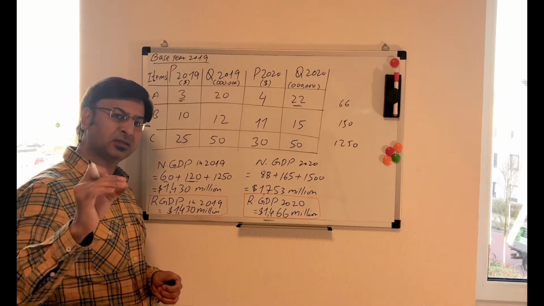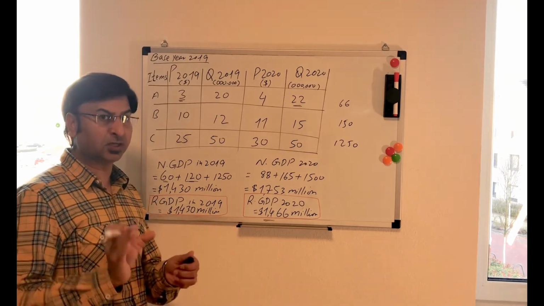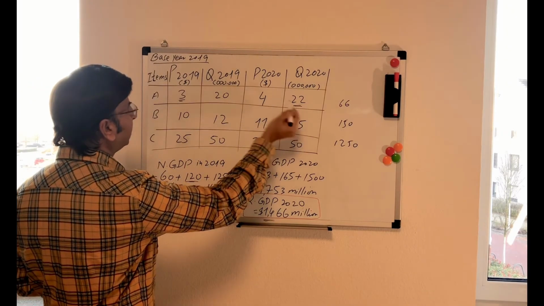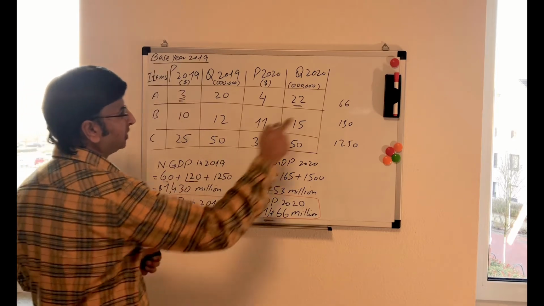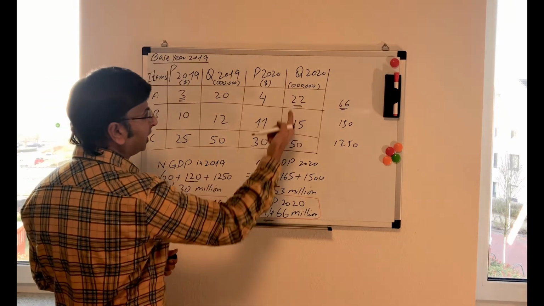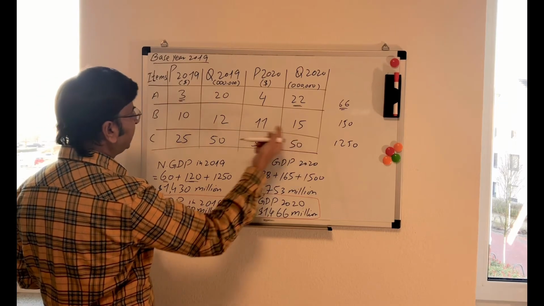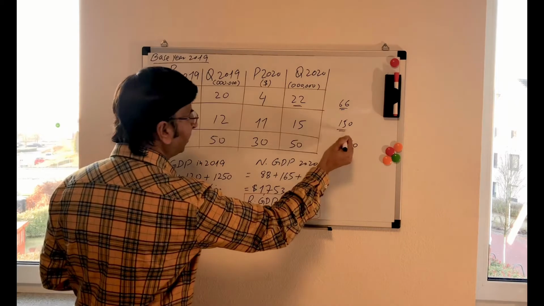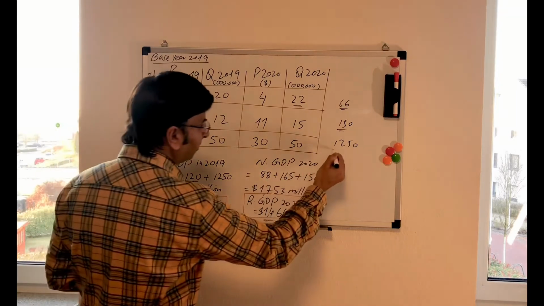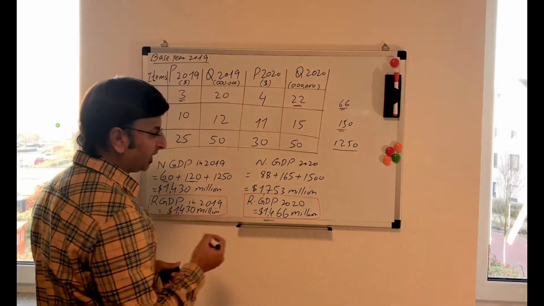So when the prices are constant, that means we are not considering inflation between the 2 years. Obviously between these 2 years, we are not talking about previous year's inflation. So you multiply 2020 quantity with 2019 price, which gives you a number 66. Then you multiply 2020 quantity for commodity B, 15 times 10, 150. Then you multiply 50 with the price of 2019, 25, that gives you number 1250. And you add them up together to get the real GDP.